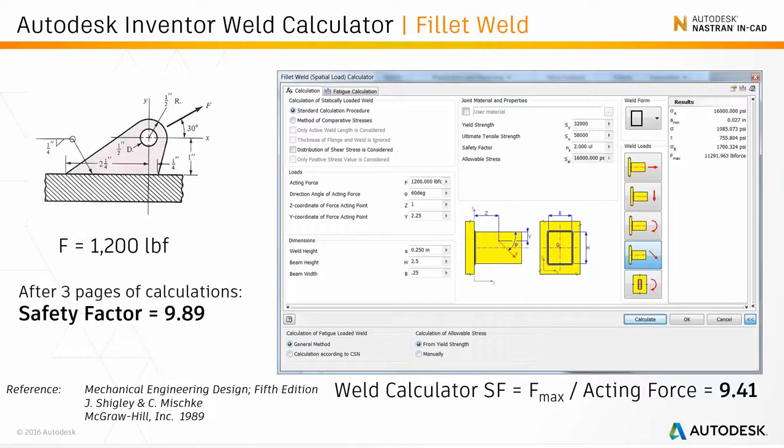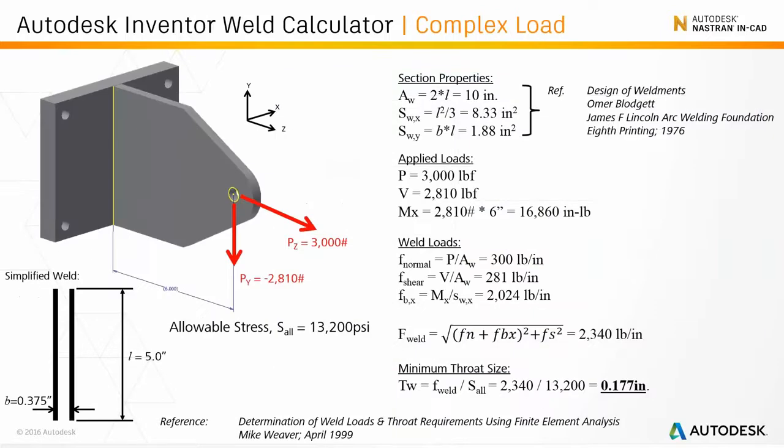Now we get a slightly different answer, but in this case it's more conservative, so I'm less concerned than I would be if it was the other way around. This works for more complex calculations as well. So here you can see an example of a plate with combined loading and the subsequent calculations that we've used to understand the minimum throat size of the weld, which comes out to be about 0.177 of an inch.